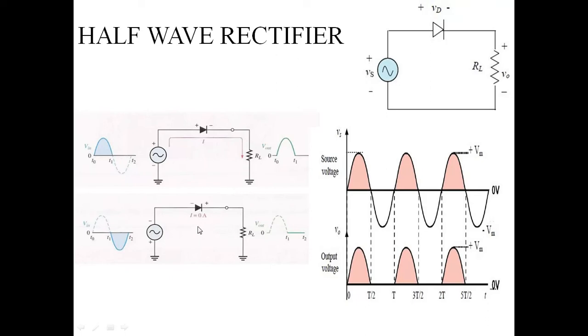When the input voltage Vin becomes the negative half cycle, the diode acts as reverse biased and will not provide any conduction through this diode. So the output of this circuit, the load current IL, is 0. Only during the positive half cycle the half wave rectifier provides the output voltage. During the negative half cycle, we will get no output from this circuit.